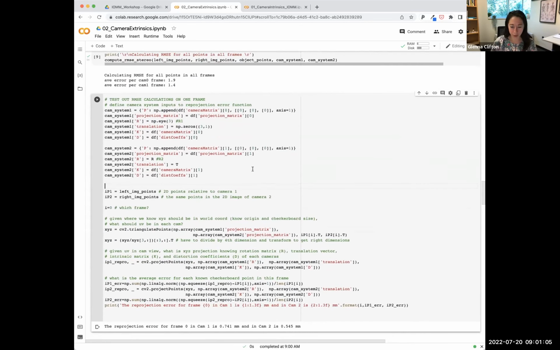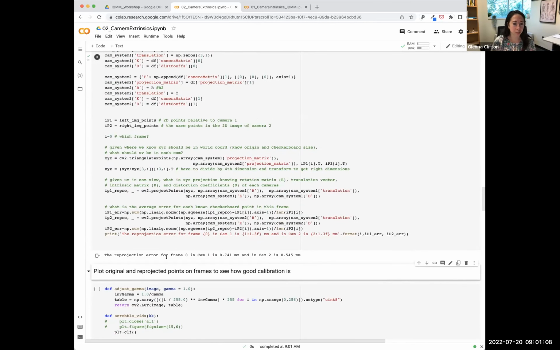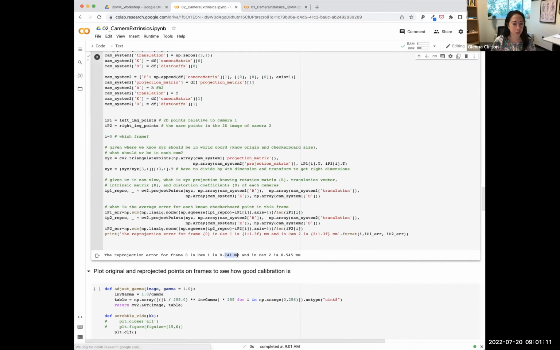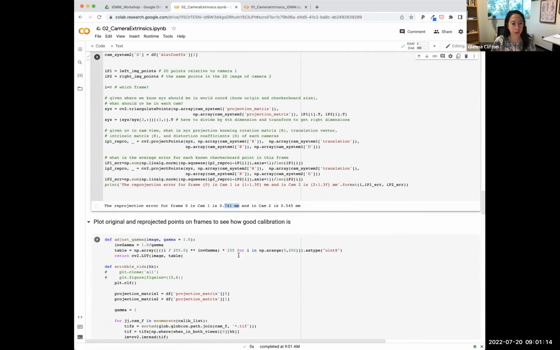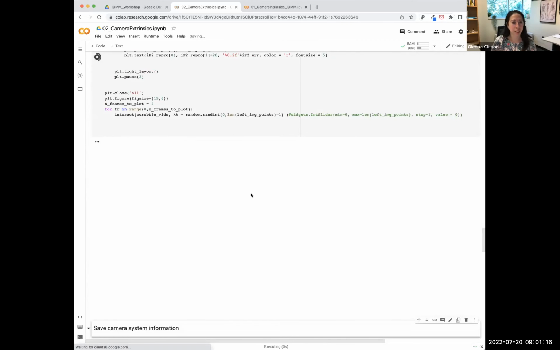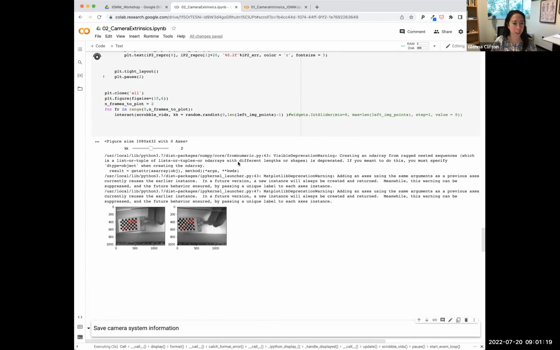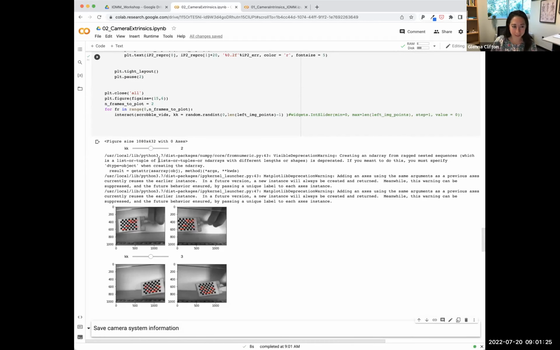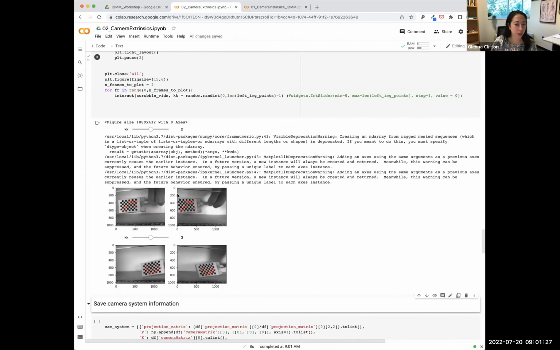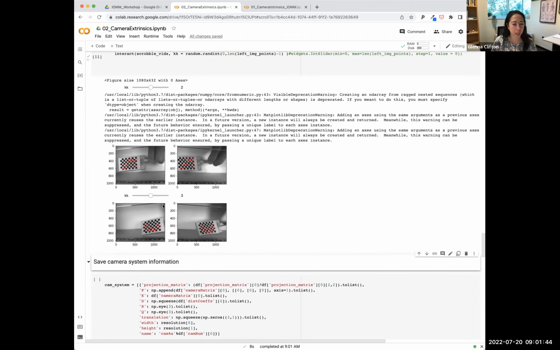And this is then testing on a single frame. You can see that the projection error just for this frame is less than 1 millimeter, which is great. And we can plot and see how well these are doing. I've used an interaction ability in Python here, which doesn't work super well with Google Colab, but would work better if you're working outside of Google Colab. This takes some random frames and plots on them the points that were found from the automatic chessboard corner finding, and then replots the reprojection of where we would expect them to be and sees how well they overlap. And you can vary which frame you're looking at.